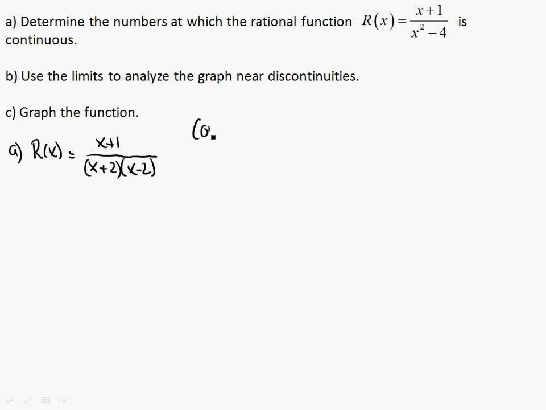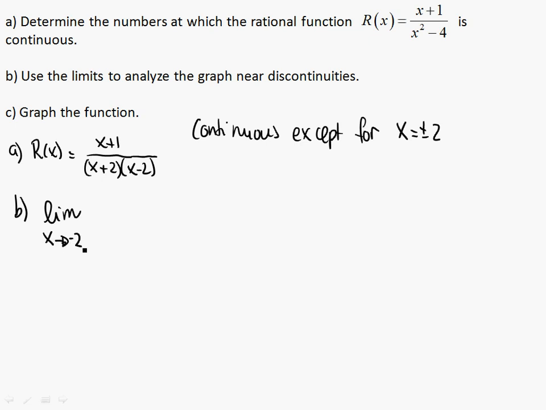So what can we say? This function is continuous except where? Where is it not continuous? Plus or minus 2. Okay? Use limits to analyze the graph near discontinuities. So that means this. And we'll go look at negative 2 first. I want to know what the limit is as x approaches negative 2.